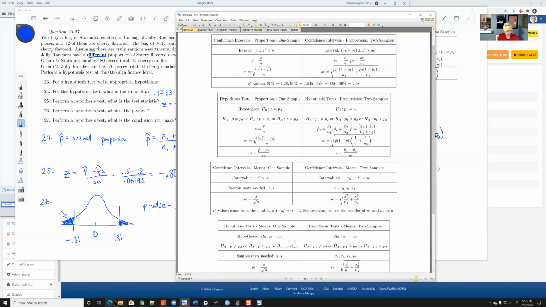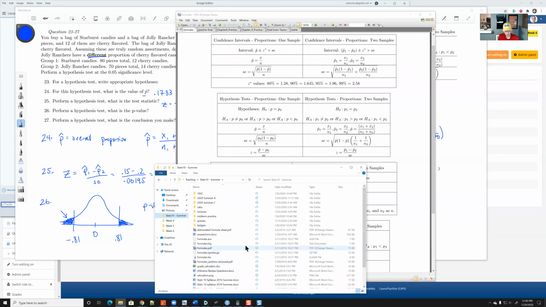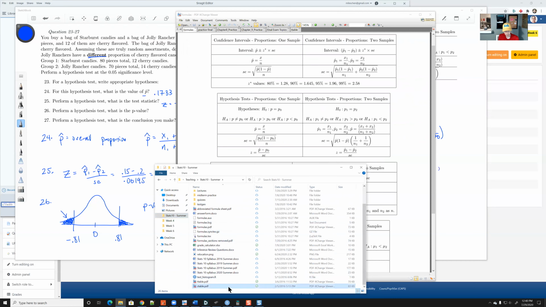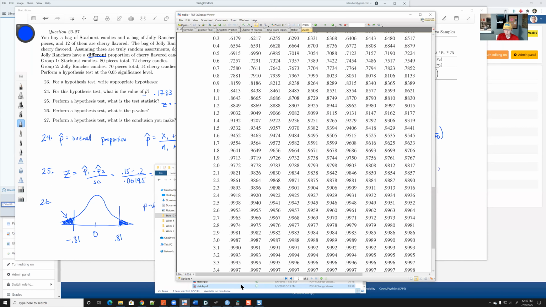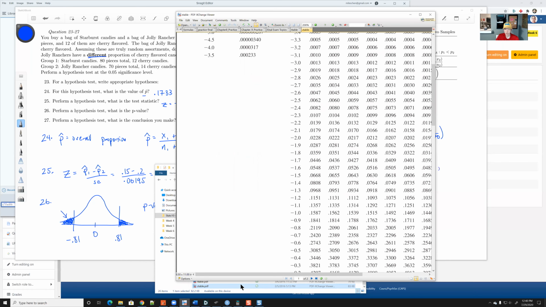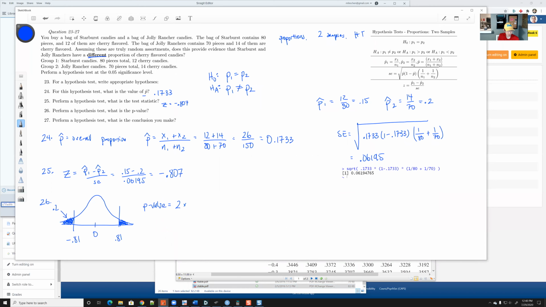So I have to look up the z table here. Look up negative 0.81, 0.2090. So this is 0.2090. So my p-value is 2 times that, so I get 0.418. Okay, so that's a very big p-value.